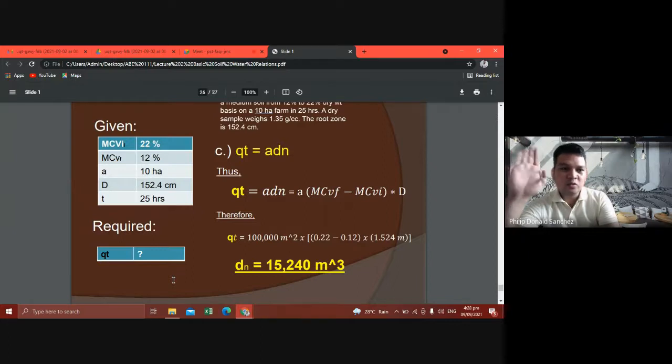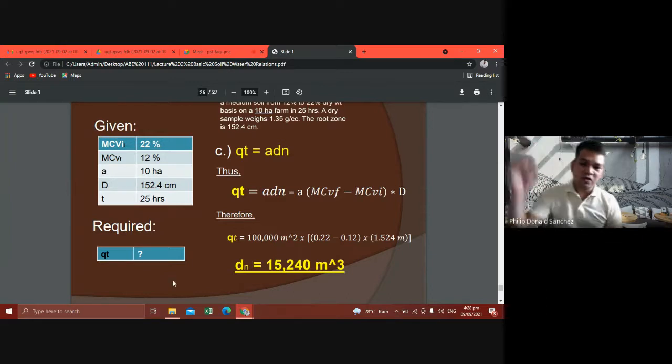So initial moisture is 12, final is 22. Then you can use that in your equation. Meaning 100,000 square meter as your value for A, times the moisture content difference, final which is 22 or 0.22 because it's a percent, minus 0.12 or 12%, times 1.524 meter, because you are following the equation QT equals ADN.